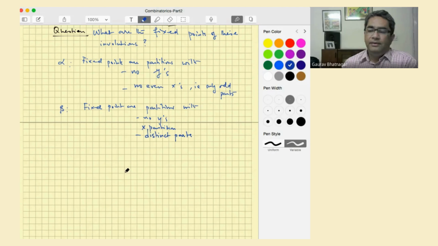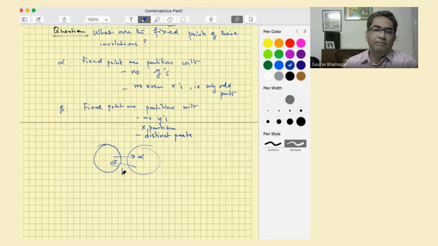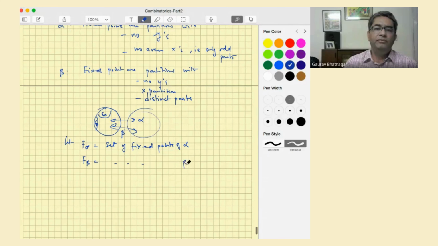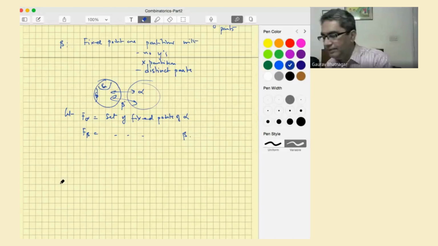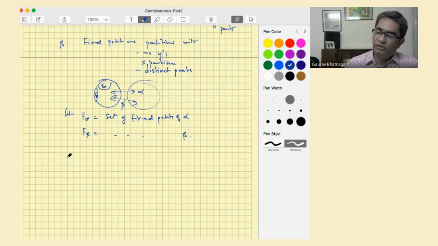So what is the situation? The situation is that we have one big set mapping to the same set under alpha, and then we have a beta, and both are involutions. We have certain points which are fixed by this. So let f alpha be the set of fixed points of alpha, and f beta be the set of fixed points of beta. And at this time, we use the Garcia-Milne involution principle. So now I'm going to state the Garcia-Milne involution proof.